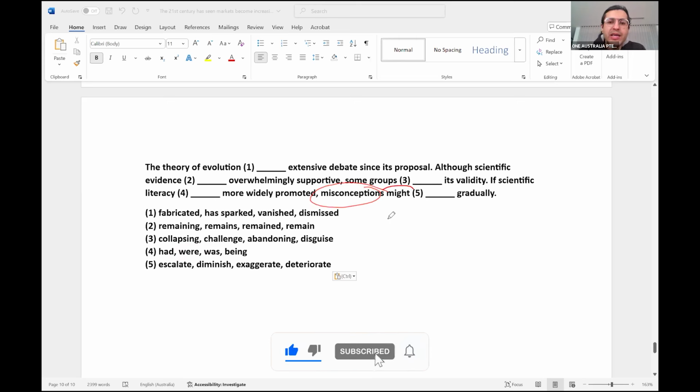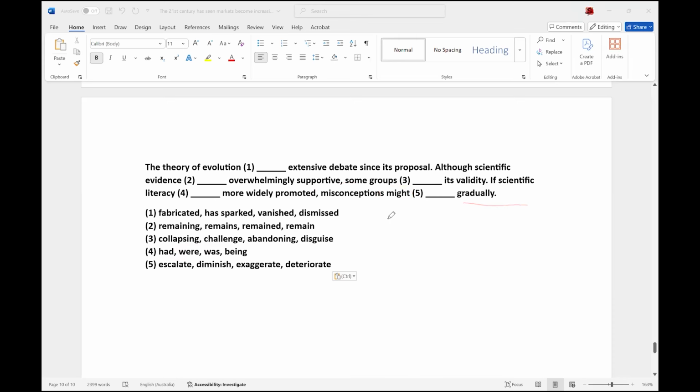Misconceptions might dash gradually, means slowly. Deteriorate or diminish? How can it be deteriorate? Deteriorate means bad to worse.